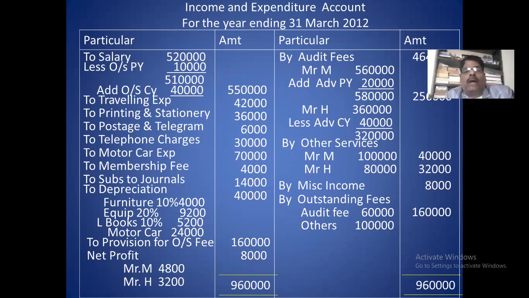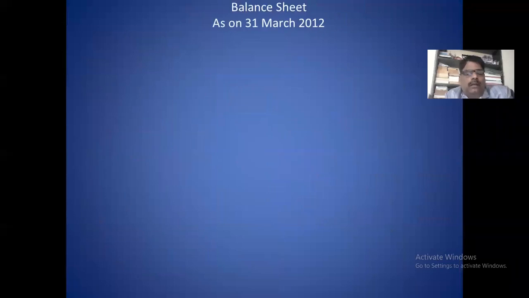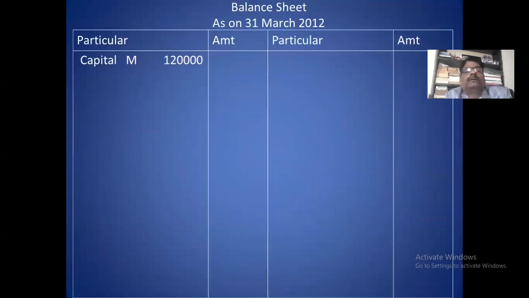Thereafter you prepare the balance sheet. In the balance sheet, first you take the capital of M. M capital is 1,20,000 and take his incomes. First income is net profit. Second income is audit fee. Audit fee 80% is taken there. 80%. Here you take 20%.